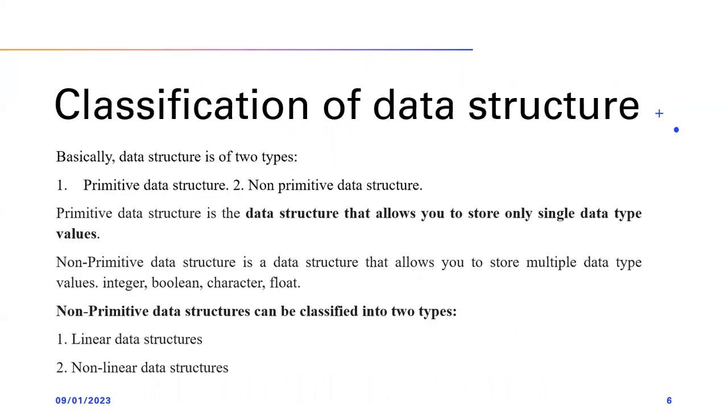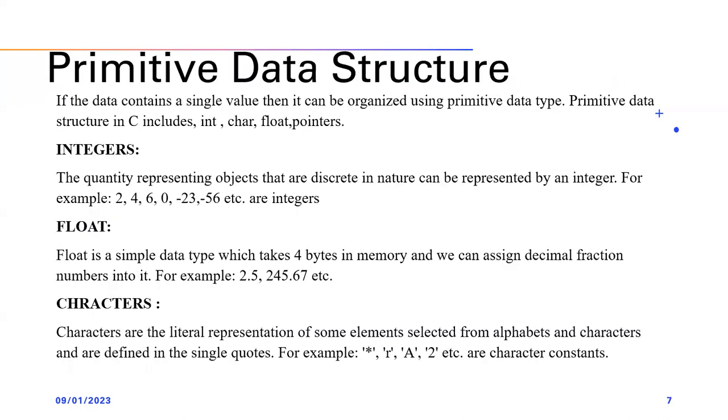Primitive and non-primitive data structure. Primitive data structure allows you to store only single data type values, and non-primitive allows you to store multiple data types values. And non-primitive data structure is further classified into linear and non-linear.